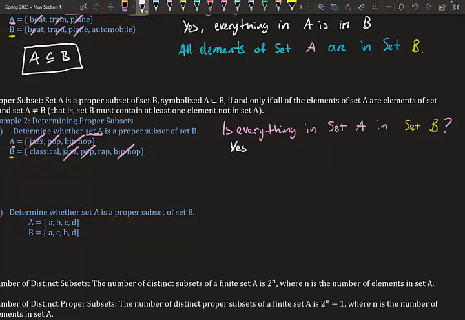that's true. Now we need to ask ourselves, are they equal? Are the two sets equal? No, they're not equal. They're not the same. One of them has rap and classical, the other doesn't. They're different sets, but A is a subset of B. Now, because they're not equal and everything in set A is in set B, we can say that this is a proper subset. So yeah, A is a proper subset of B.